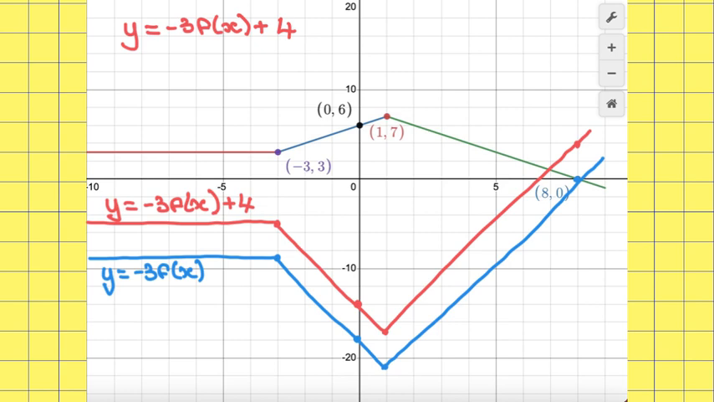If I just add the coordinates to the final graph, I get minus 3, minus 5. I get 0, minus 14. I get 1, minus 17, and the final one is 8, 4.